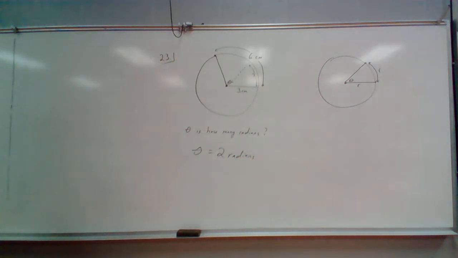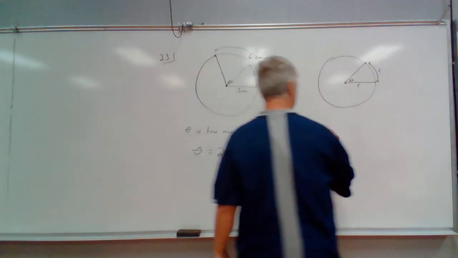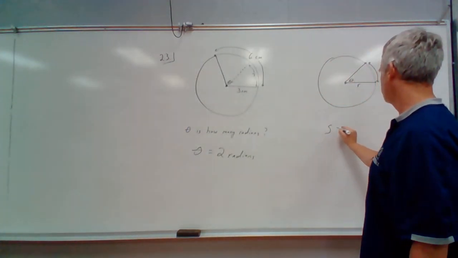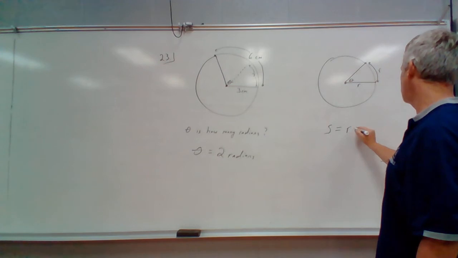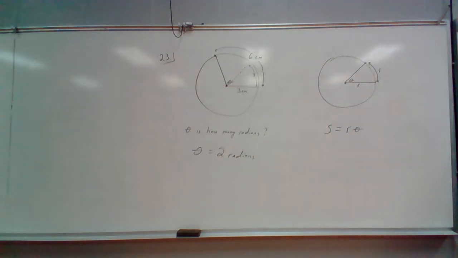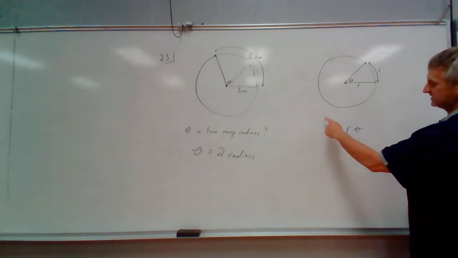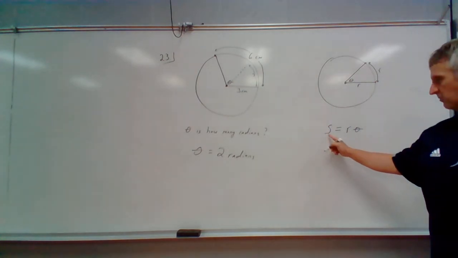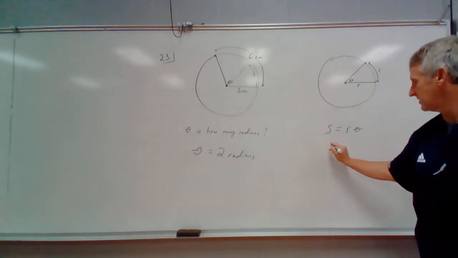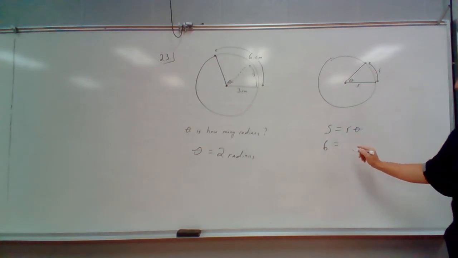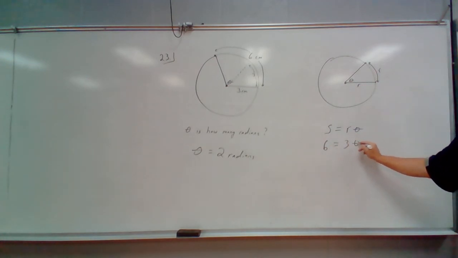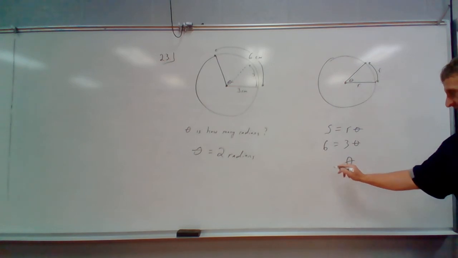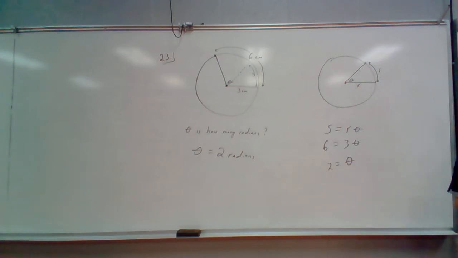You also have a little formula for arc length. S equals R times theta, where theta is measured in radians. So S is your arc length, R is the radius. So here my arc length was 6, my radius was 3. I wanted to know theta, so I divided both sides by 3, and I get theta is equal to 2.